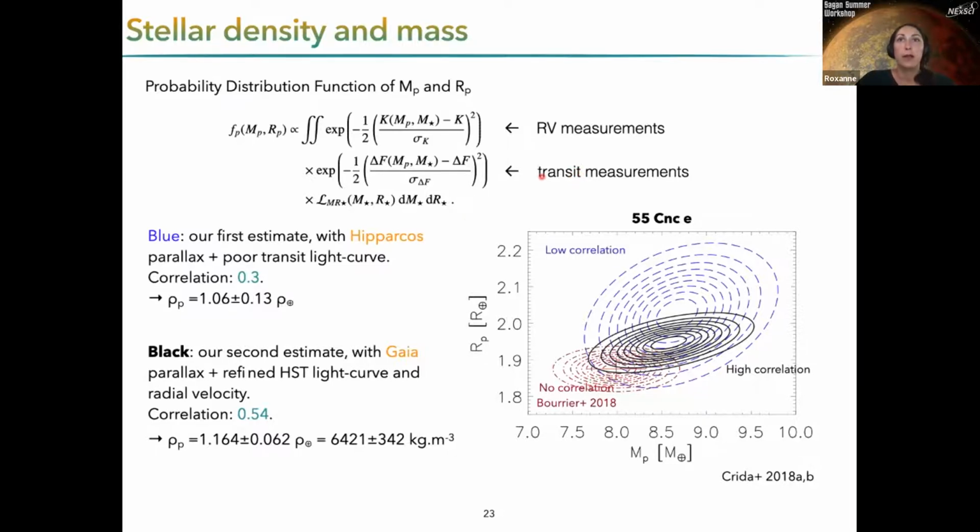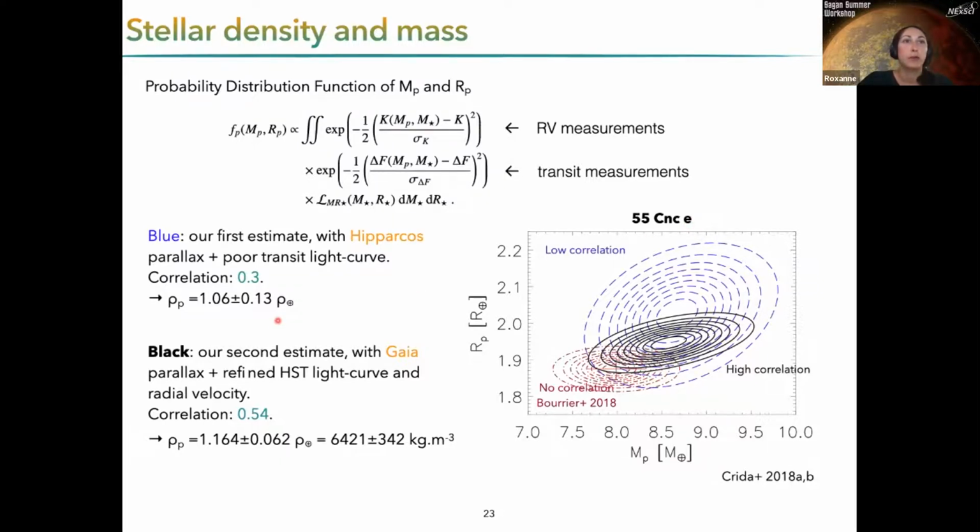So what we got at the first estimate was this ellipse in blue. In this case, we were using the Hipparcos parallax because it was what was available. And you see that the correlation was really low. It was 0.3. So we have a very wide ellipse, and we cannot say much actually on the composition. So we did this for 55 Cancri e, which is the planet that transits its star.